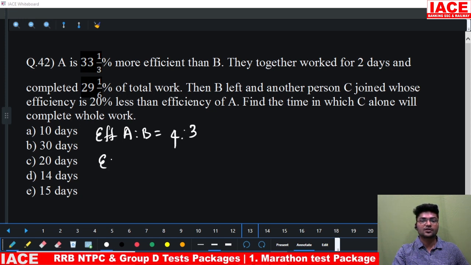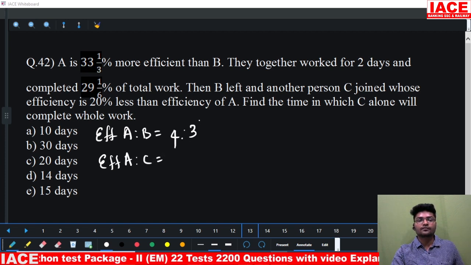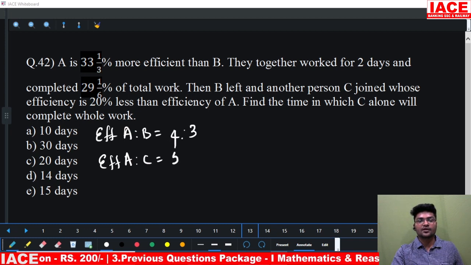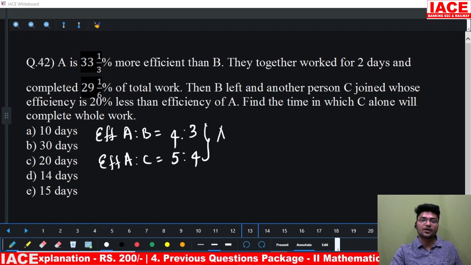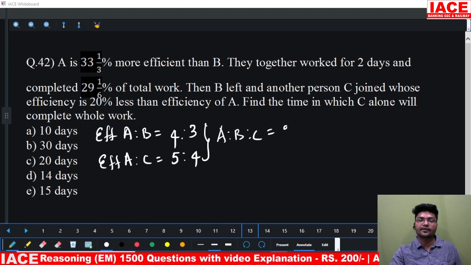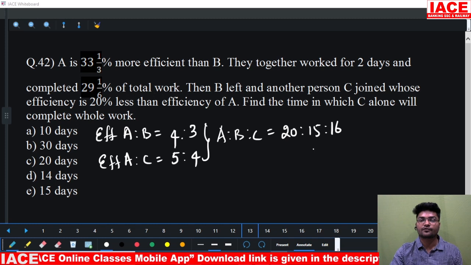Next, efficiency of A and C. C is 20% less efficient than A. That means if A is 5, C will be 4. So if I find the efficiency of A is to B is to C, it will come out to be 20 is to 15 is to 16. Efficiency ratio of ABC is 20 is to 15 is to 16.